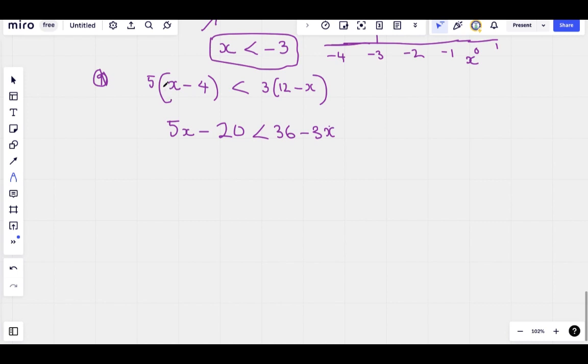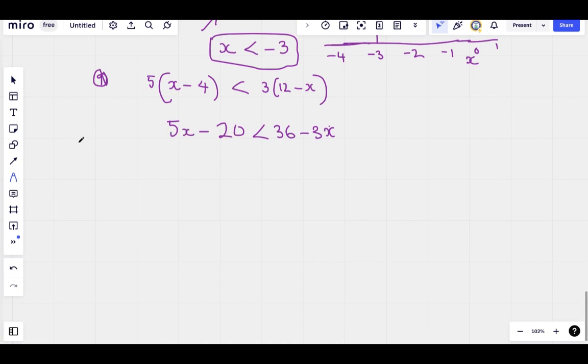Right? And we said when you have a question like this, what we do is just to expand. So we take what is outside to multiply what is inside the bracket. So 5 multiplied by x, we get 5x. 5 multiplied by negative 4, we get negative 20. It's less than 3 multiplied by 12, we get 36. And 3 multiplied by x, we get minus 3x.